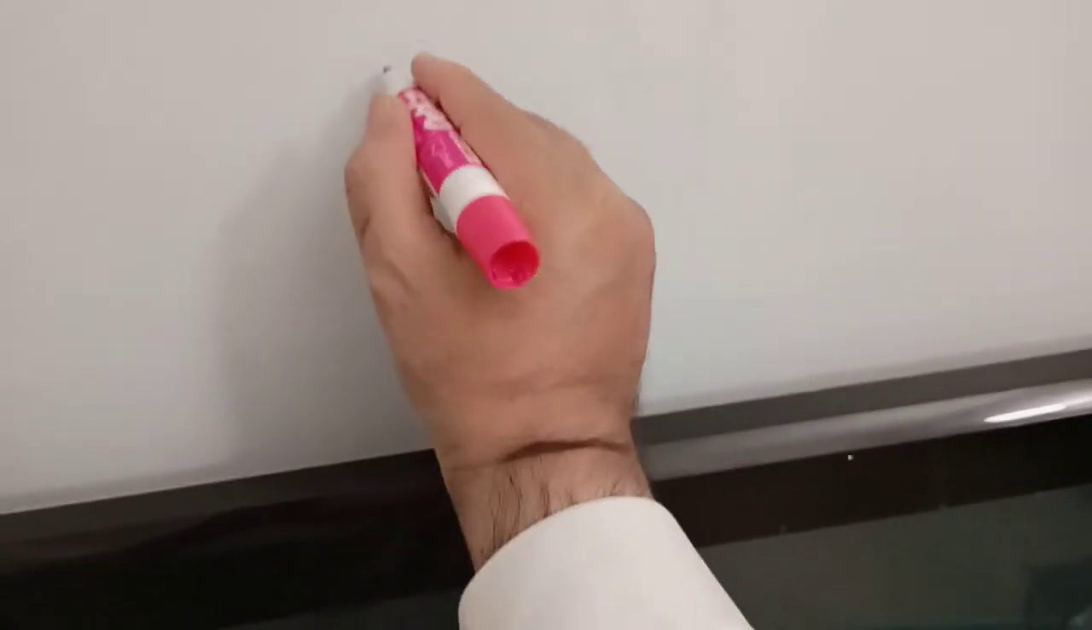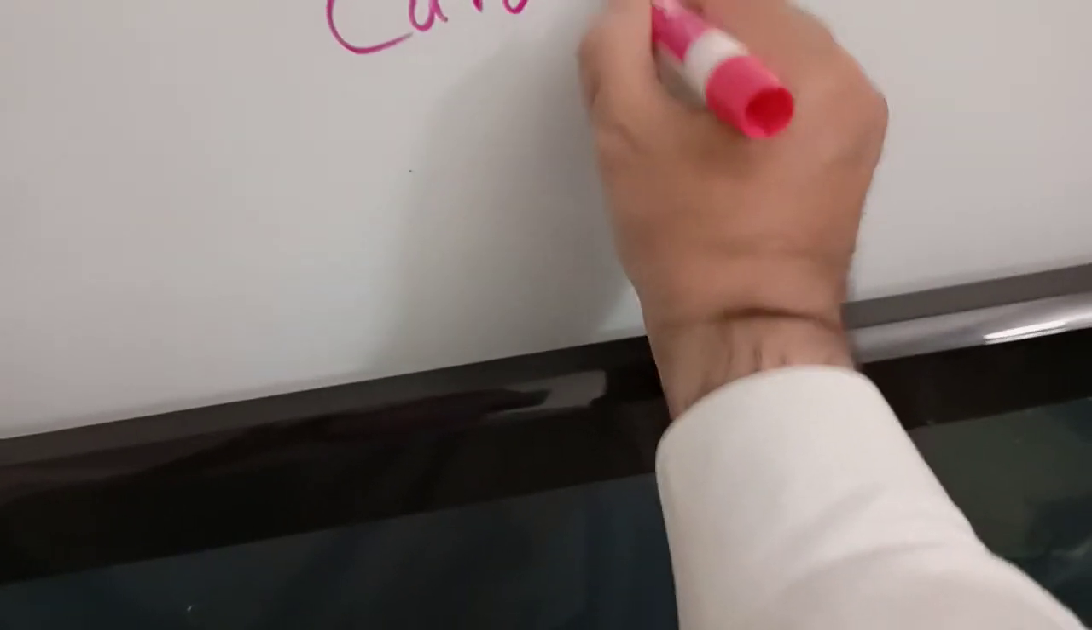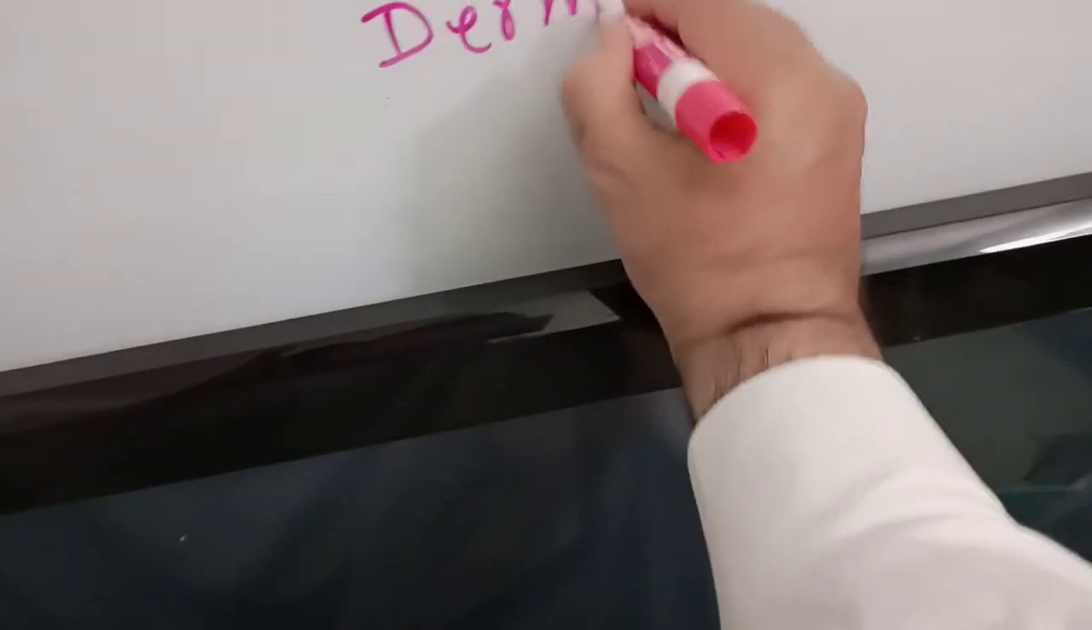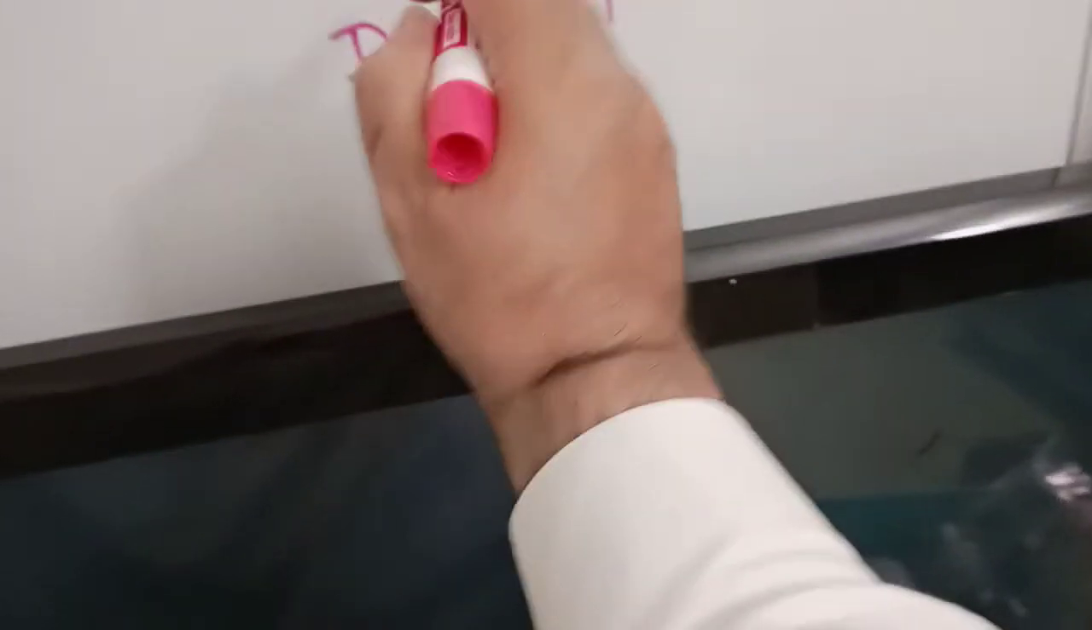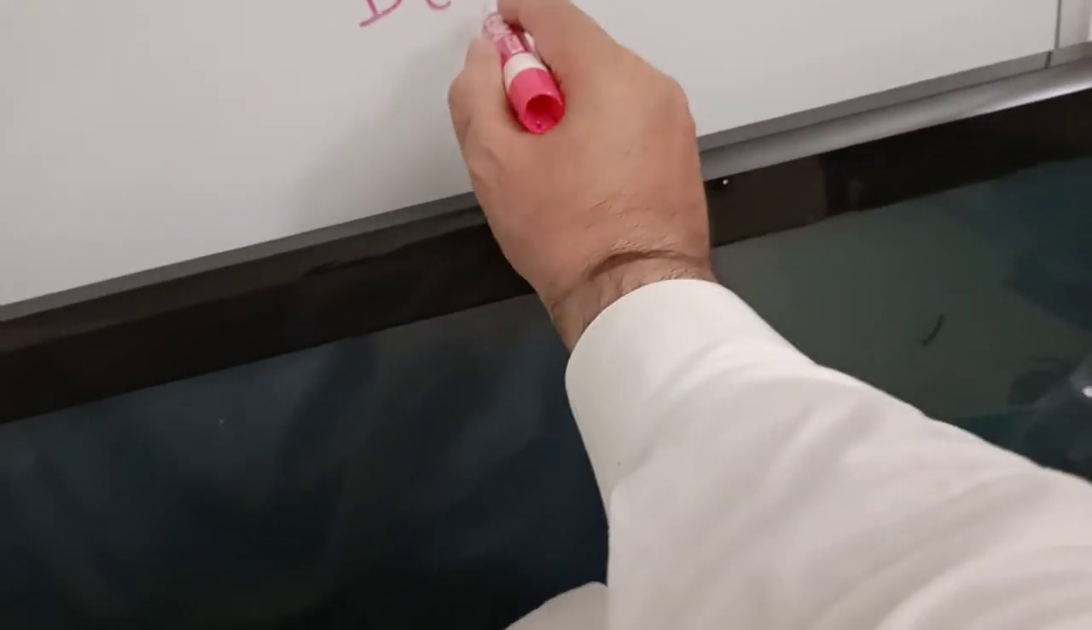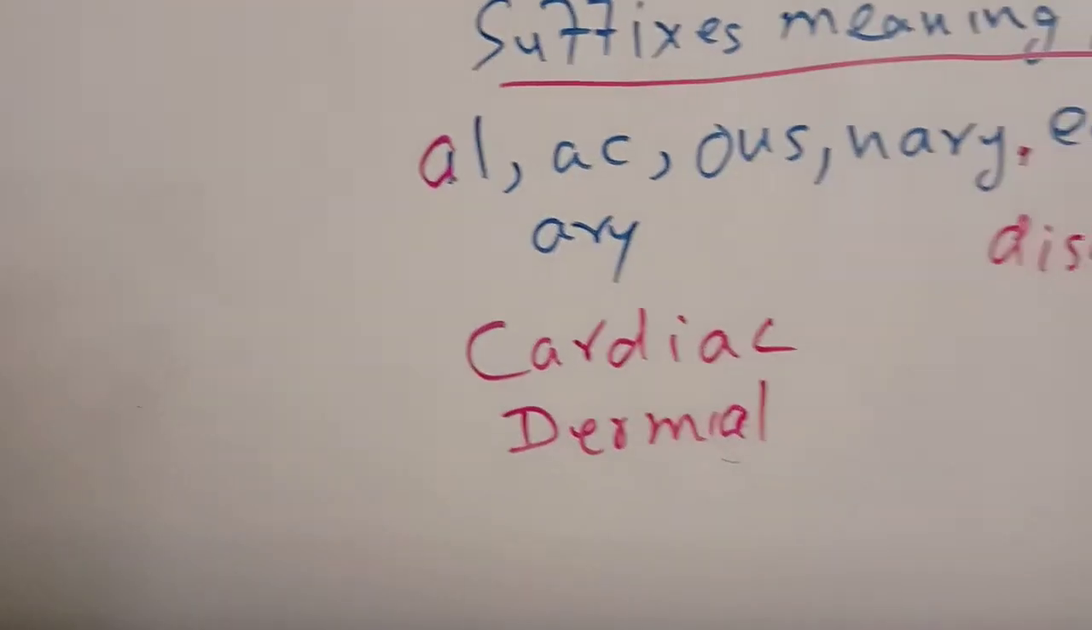For example, the word is cardiac, dermal. So, cardia means related to heart. Cardiac, related to heart. Dermal. Derm means skin, so related to skin.